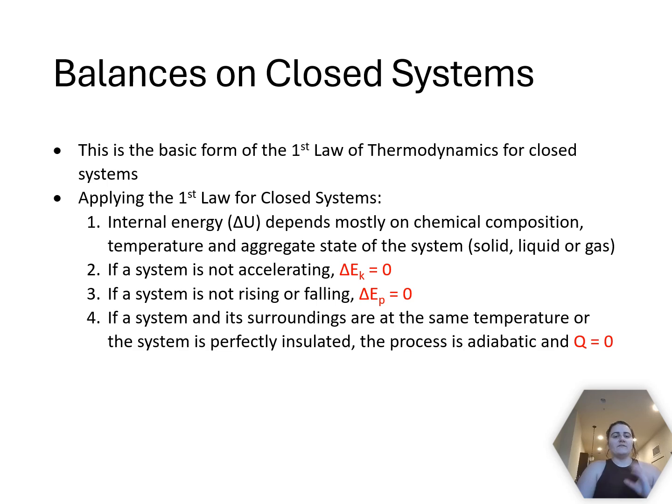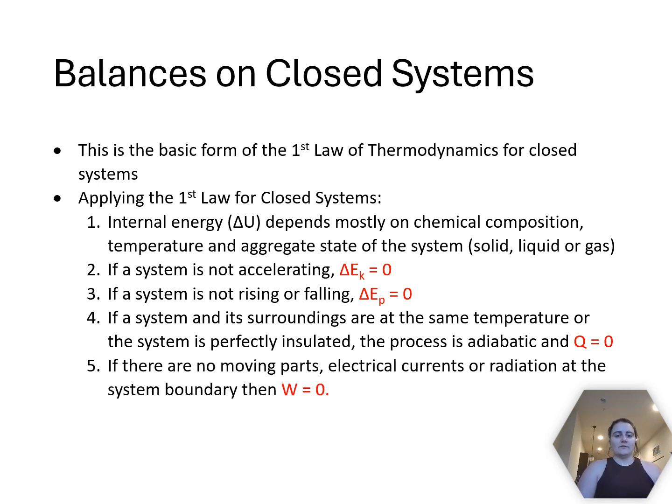If the system and its surroundings are at the same temperature, or if the system is perfectly insulated, this type of process is called an adiabatic process, and that means the change in heat is equal to 0. So what you're starting to see here on this slide is a list of rules for how we can simplify the balances on closed systems. And then the last rule is that if there are no moving parts, electrical currents, or radiation that move across the system boundary, then the work done on the system, or the work from the system to the surroundings, is equal to 0.